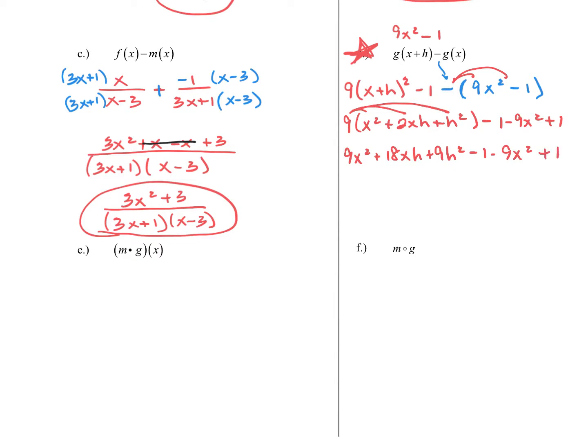At this point, a whole bunch of things should cancel in this expression. We can see the 9x squares are going to cancel. The minus 1 and the plus 1 are going to cancel. So we are simply left with 18xh plus 9h squared. And that's all you need to do with that, and you're done there.